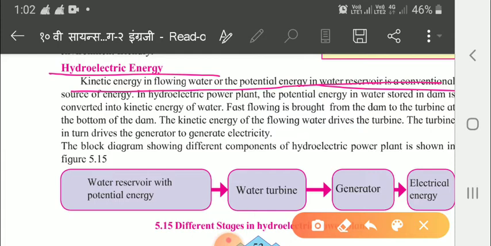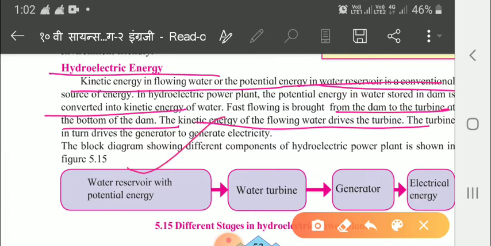The potential energy in water stored in the dam is converted into kinetic energy of water, and then this fast flowing water is brought from the dam to the turbine at the bottom of the dam. I'll show you how the water flows and how the turbine sits down at the dam, so that with the pressure of the running water it moves very fast, and then electricity is generated. The kinetic energy of flowing water drives the turbine, and due to that turbine the generator creates the electricity.